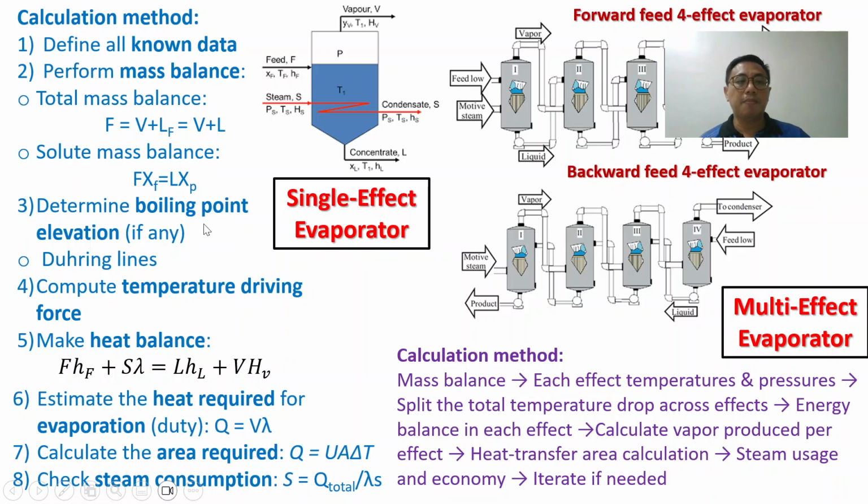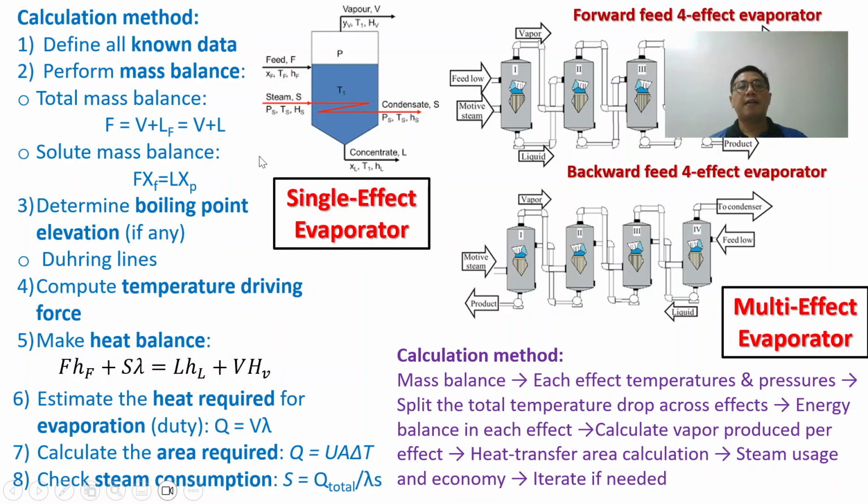Now, determine the boiling point elevation. If the liquid experiences a boiling point elevation, or a boiling point rise, we have to use the Duhring's line or Duhring chart. Some materials may experience boiling point elevation compared to the boiling point of water. If there is none, then we directly use the temperature and pressure here. You find the vapor pressure. We have a vapor pressure here.